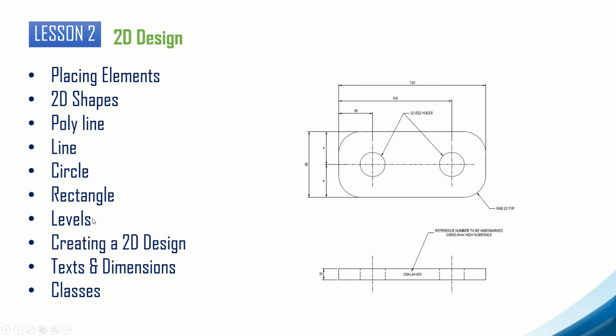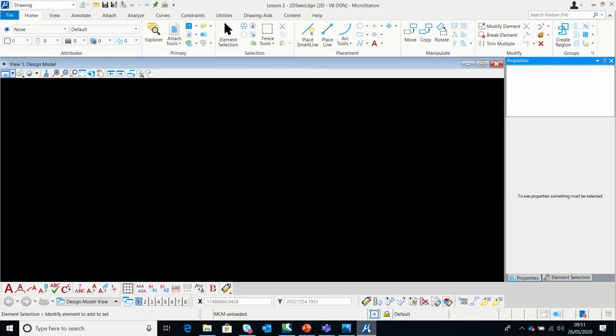Once we achieve all of those ones, we are going to prepare a 2D design by combining all the above together. Once we do that, then we'll add text and dimensions and classes. We mentioned the first thing we're trying to do in lesson 2 is to learn how to place different 2D elements. You go to drawings here, then home, then placement.